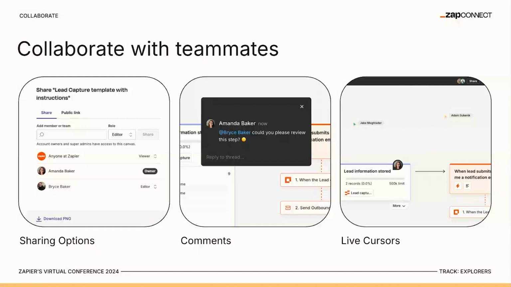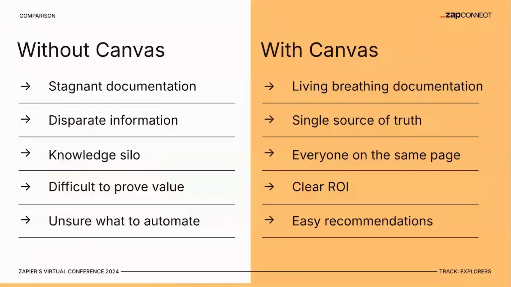Finally, we have live cursors, so you can easily see which users are active in your canvas and where they're working. This helps facilitate more real-time collaboration. We've seen our collaboration features help our users gain alignment on processes internally, showcase the value of their work, and win more clients. What makes Canvas different from other diagramming tools?